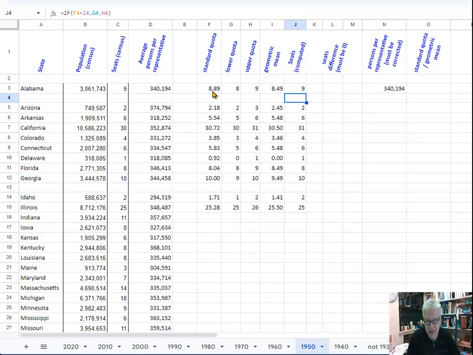So the 8.89 here then becomes a 9. The 2.18 becomes a 2. 5.54 is larger, so it becomes a 6. The 30.72 is larger, so it becomes a 31, and so on. Right. Going to pull this all the way down here to Wyoming.